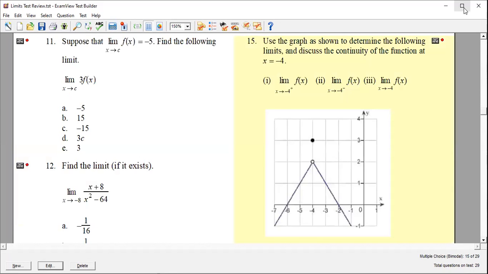Your next one, use the graph as shown to determine the following limits and discuss the continuity of the function at x equals -4. So this one starts with right, left, and just -4. The very first one is right. It's a little plus. I don't know if you can see it. The second one is left, and then there's a -4. What did I tell you about that point?